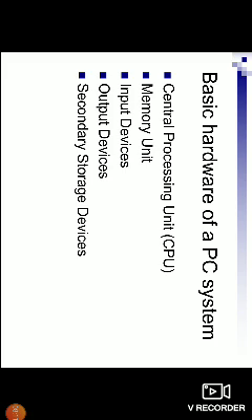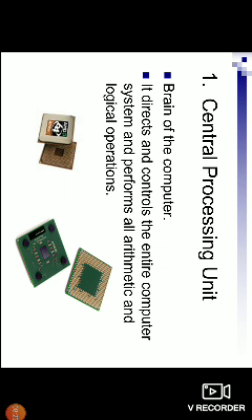The basic hardware of a PC system: first one is the central processing unit, second one is memory unit, third one is input devices, fourth one is output devices, and fifth one is secondary storage devices. So first one, central processing unit. Simply we can call it CPU. This is the brain of the computer. It directs and controls the entire computer system and performs all arithmetic and logical operations.